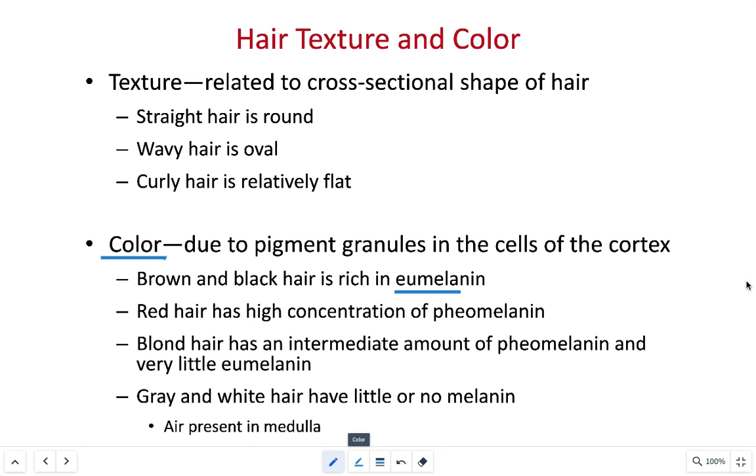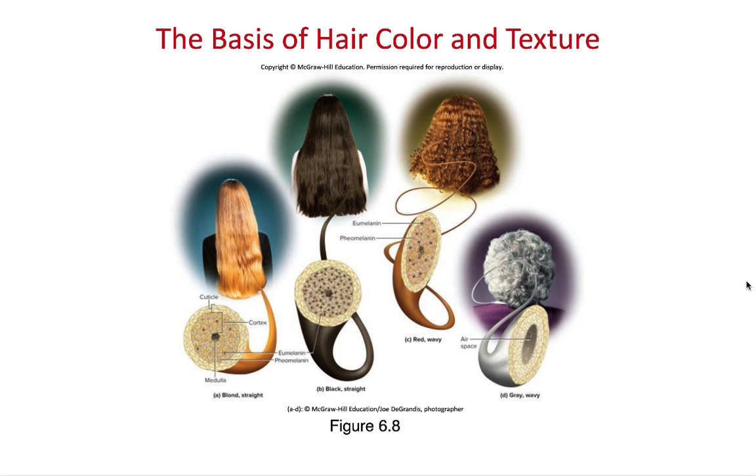A key difference between people with white hair and people with gray hair is that people with white hair are going to have a completely hollow medulla, and if you have gray hair, the medulla is going to be filled with little air bubbles instead. So the arrangement of the air spaces within the medulla can influence white versus gray. Both, though, don't have any pigmentation.